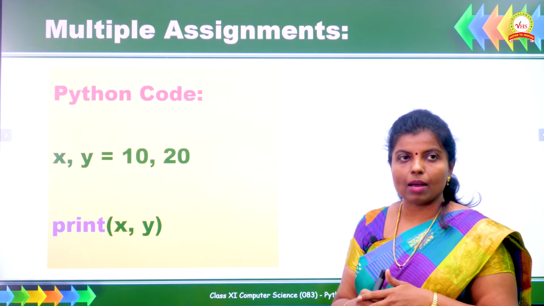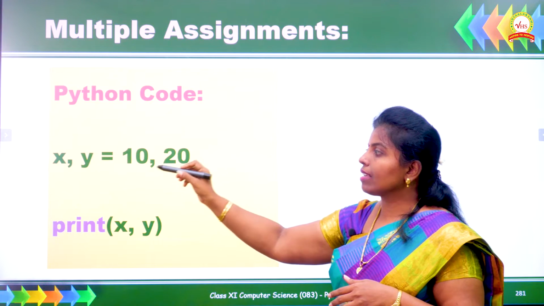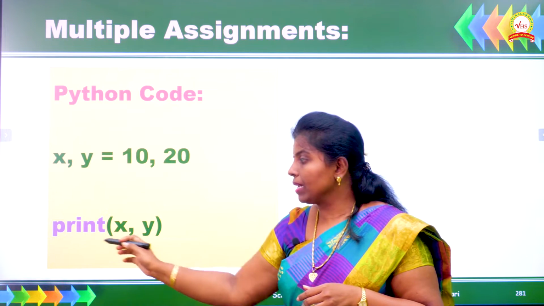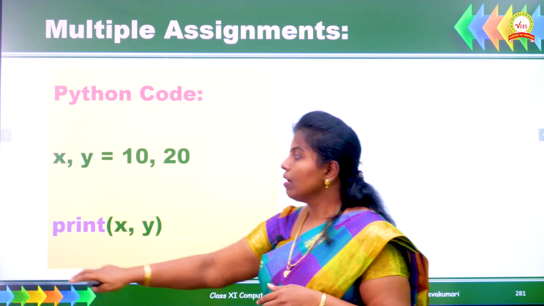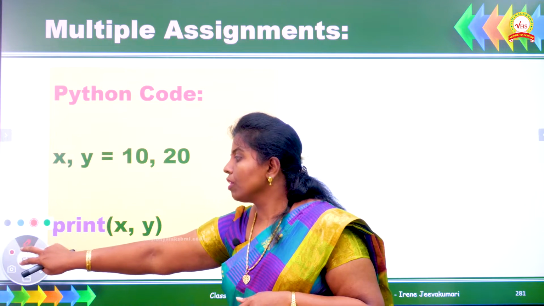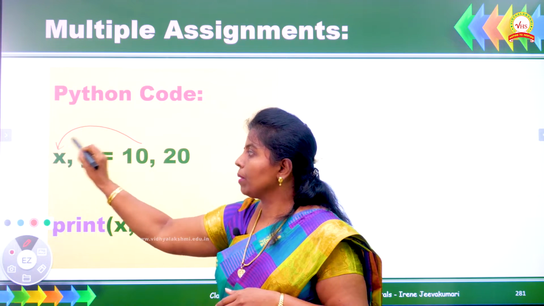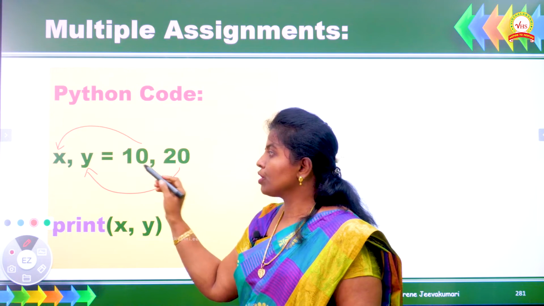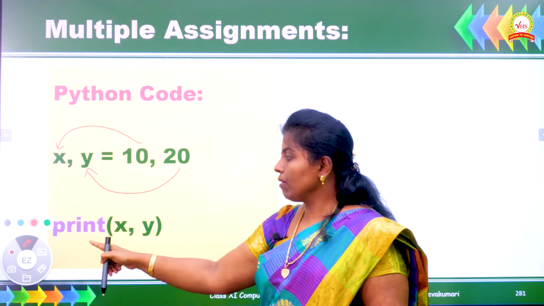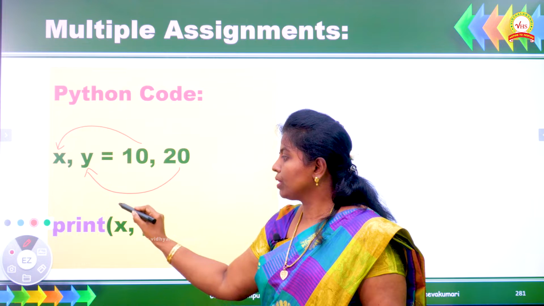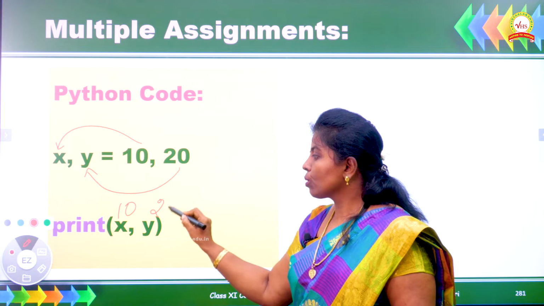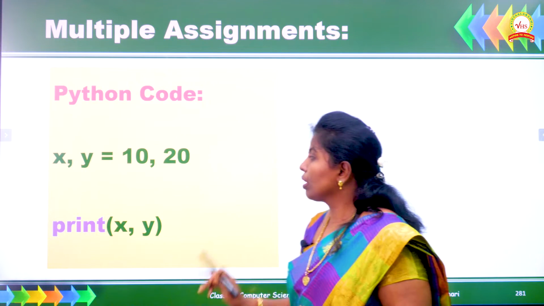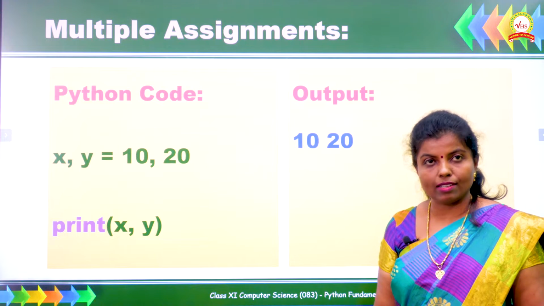Now let us consider this example and find the output. You can see x comma y equal to 10 comma 20 is given as the first step, and print x comma y has been given. We have already learned that whenever we assign multiple values, the first value is assigned to the first variable and the second value to the second variable. So x is assigned the value 10 and y is assigned the value 20. When we print x comma y, x holds 10 and y holds 20, so the output is 10 and 20. You can see the output 10 space 20 printed here.